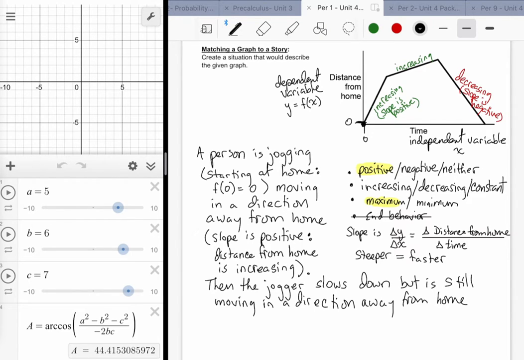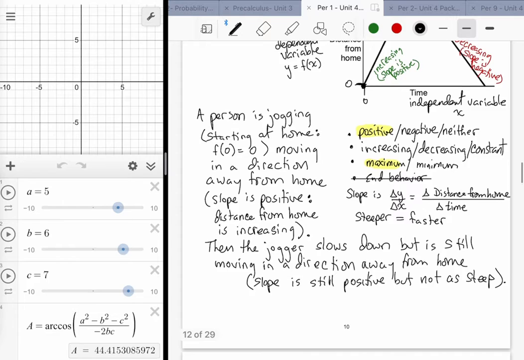All right, and we know that by two reasons. One, it had to do with the steepness. The slope is less steep. It's still positive, but it's less steep. Slope is still positive, but not as steep.